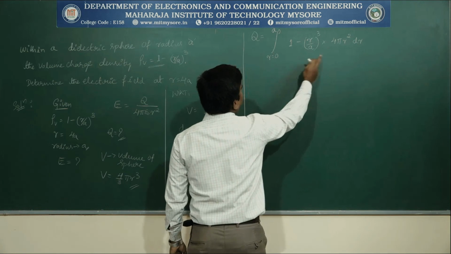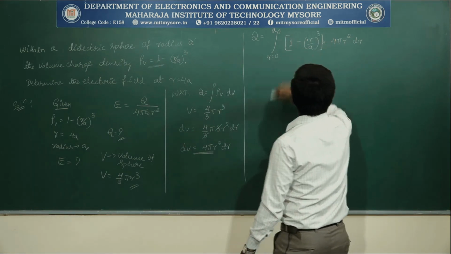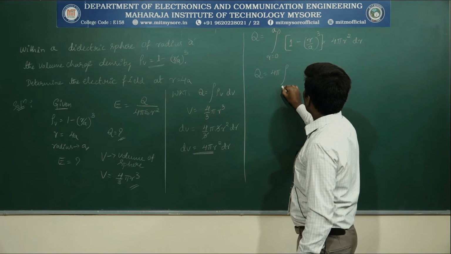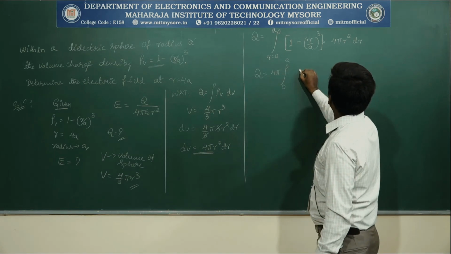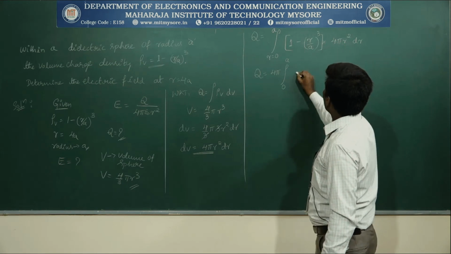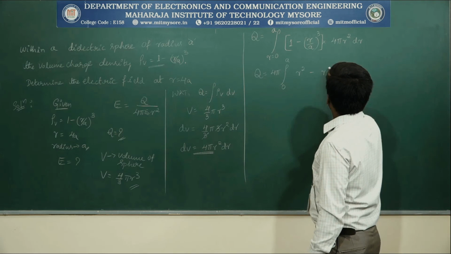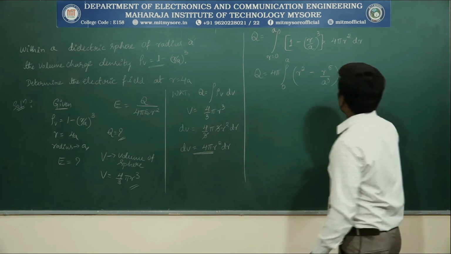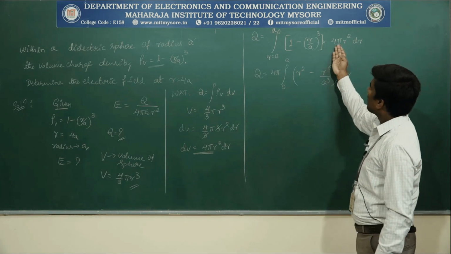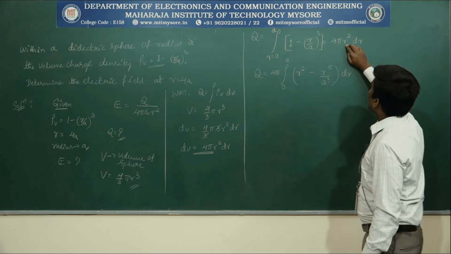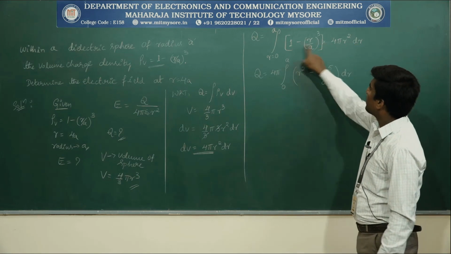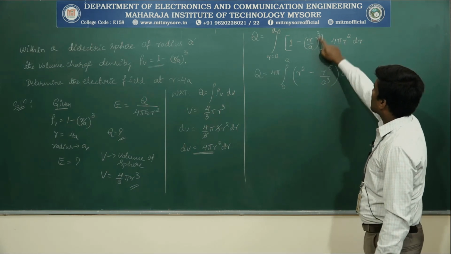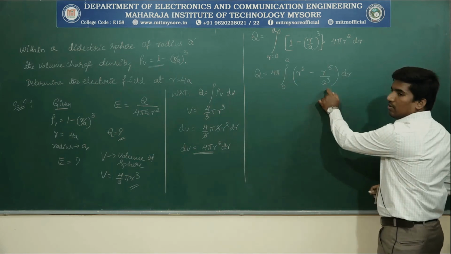See, 4 pi is constant, take it outside. Q is equal to 4 pi integral of 0 to a. If I take r square inside, r square minus r power 5 divided by a cube into dr. See, this is a very simple calculation. Take 4 pi outside the integral, since it is constant, r is variable, r square should be multiplied with these two components. So 1 into r square, r square, r cube into r square, r power 5. If I split this power for both numerator and denominator, I get this one.